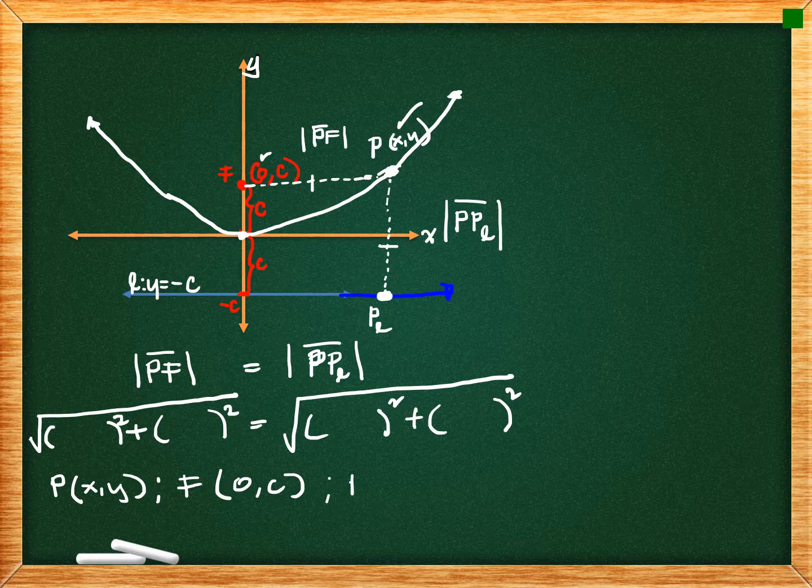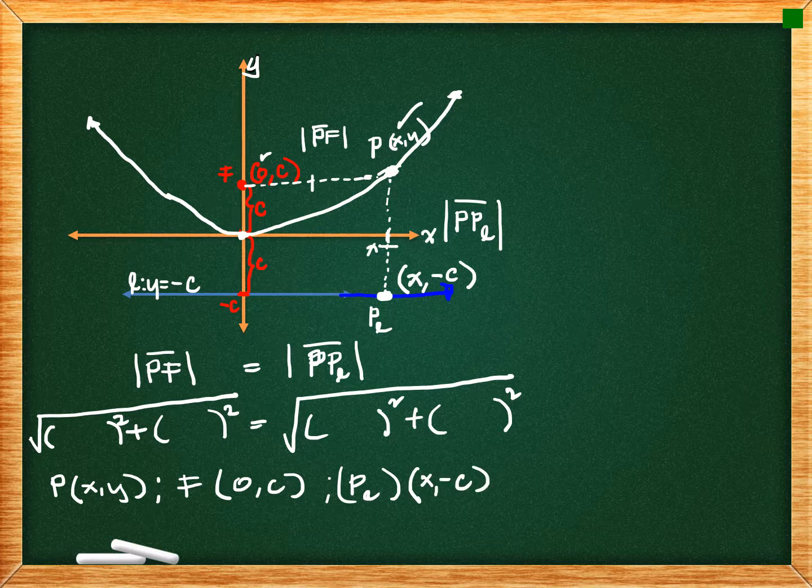And P sub L has coordinates, what's the coordinate of this point here? This would be x, whatever the x is. Okay? Whatever the x is, so that's x and negative c. Because the equation of the directrix is y equals negative c, any point here would have x as its x coordinate and negative c as its y coordinate. Okay, so P sub L has coordinates (x, negative c).